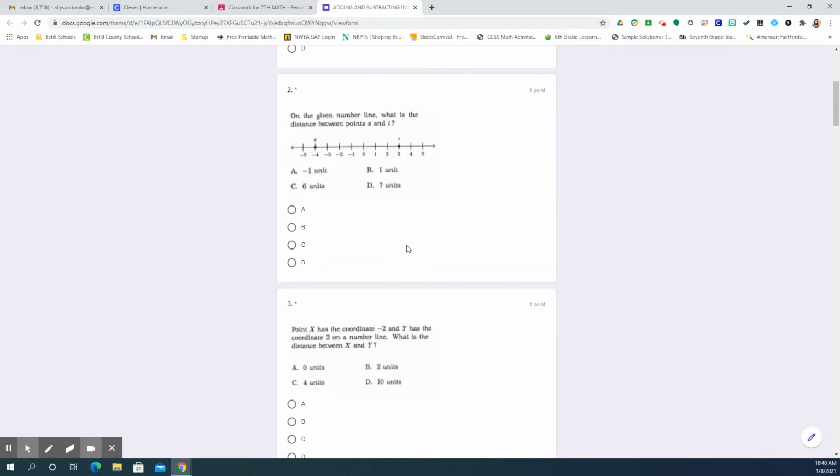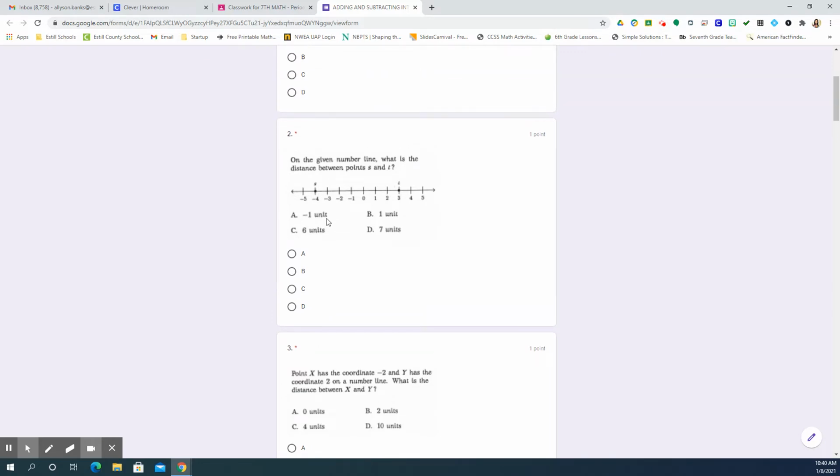Okay, number 2, on a given number line, what is the distance between points S and T? Well, if they give you a number line, you should definitely use it, because if you're looking at the points, we have -4 for S and +3 for T. So I'm just going to count hops. 1, 2, 3, 4, 5, 6, 7. So there are 7 hops between -4 and +3. So that means there are 7 units.